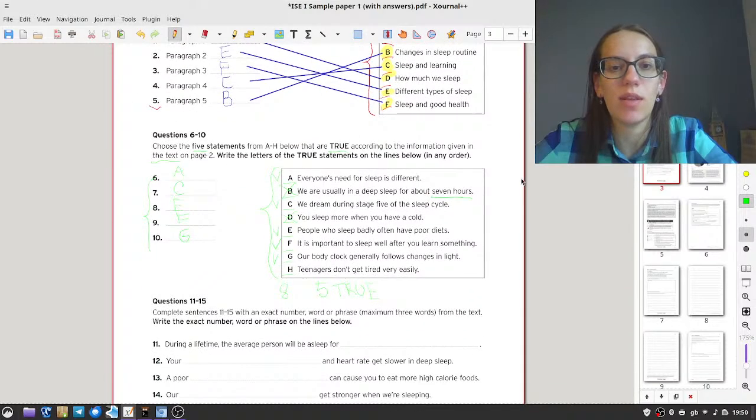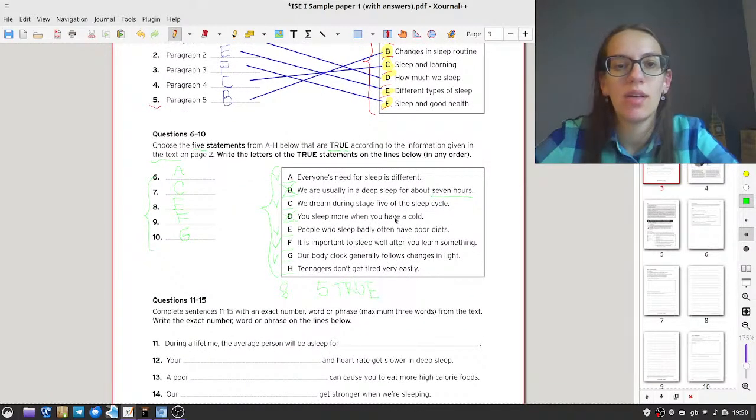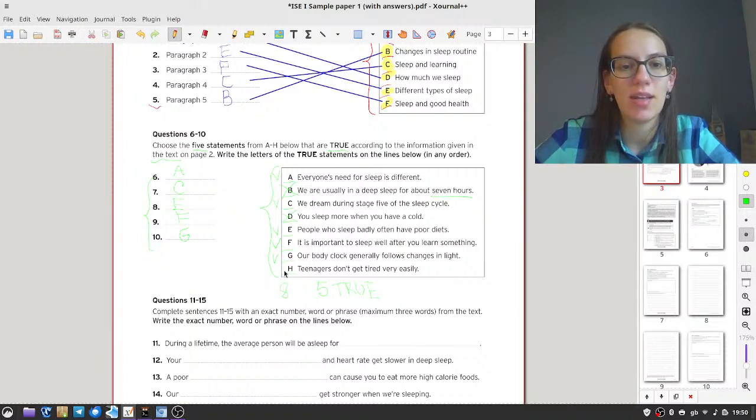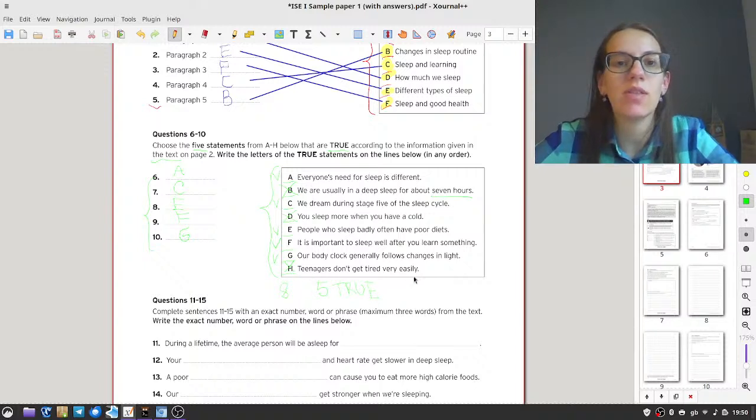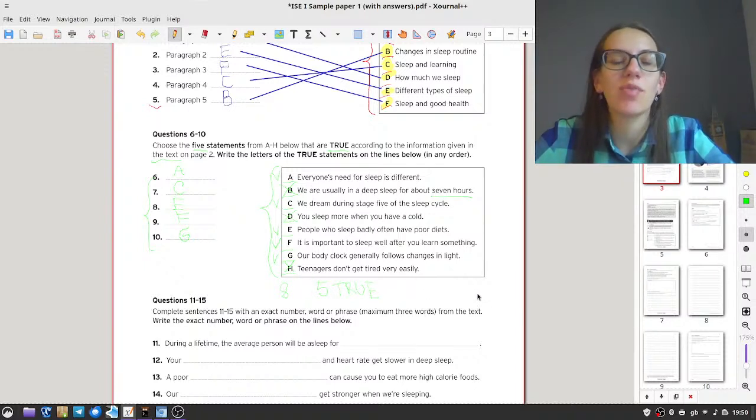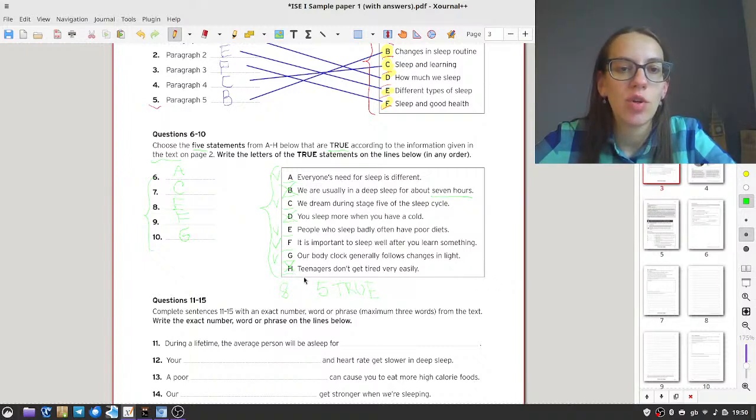But it doesn't mean that they don't get tired very easily. In fact, I would say that teenagers get tired sometimes pretty quickly. But we can't just judge by ourselves and say, oh, well, it's not true, because I know it's not. We always need to check, does the text agree with it? And we can see in the text there is no information about H being true. So H is not true.